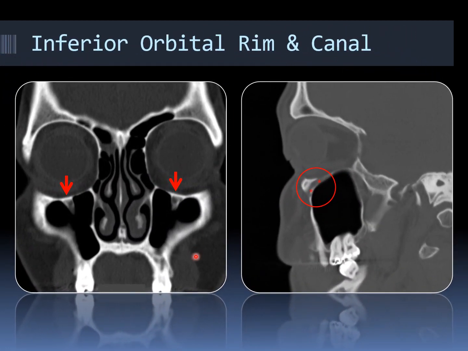So on CT scan, this is the coronal view and this is the sagittal view. As you could see here, as pointed by the red arrow, this is your inferior orbital rim and this one is your infraorbital canal on the sagittal view.